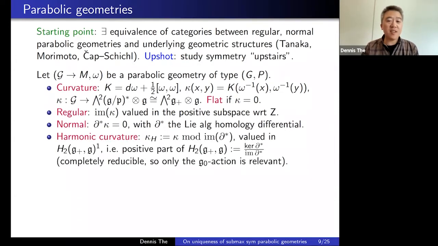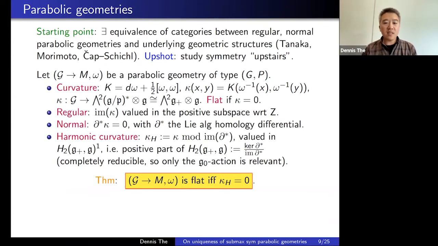Being in the kernel of del star, I could quotient by the image and define harmonic curvature. This is valued in a homology space, but rather because of regularity, it's valued in the positive part of this homology space. And what's nice, because that's well known, is that this space is completely reducible. Okay, so you have this action of the fiber group P everywhere here. In particular, this space is completely reducible. So the positive part of P acts trivially. So to understand this, we only need to understand the G0 action.